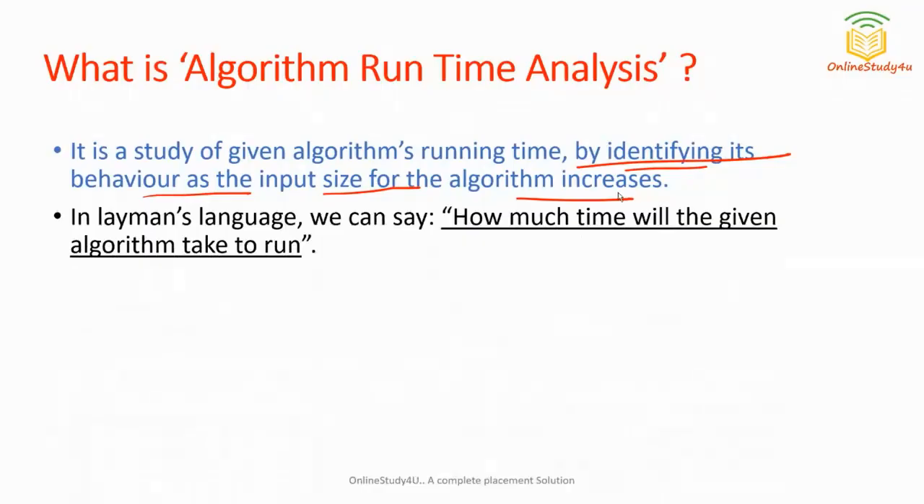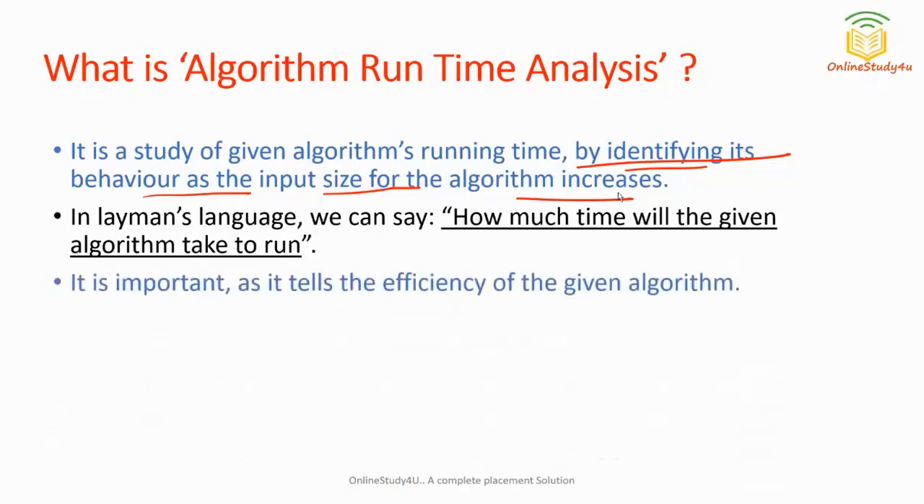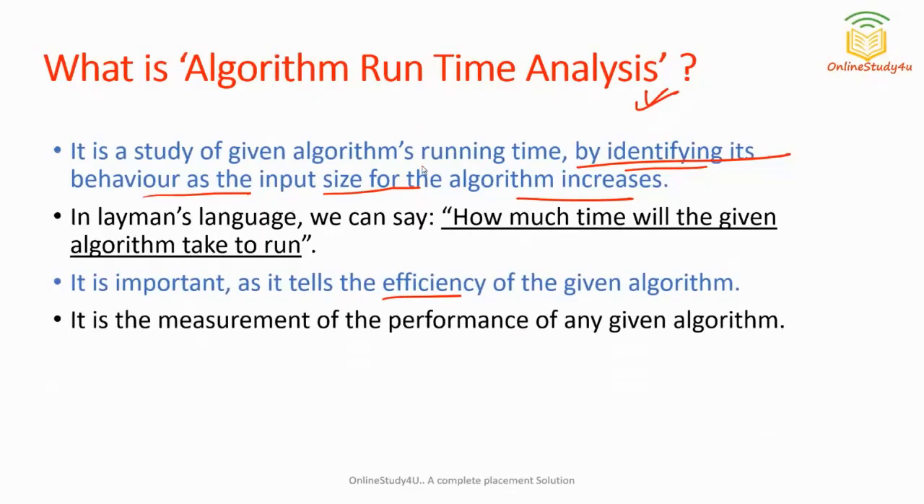Now in layman's language we can say how much time the given algorithm will take to run. It is just the performance of a given algorithm, or you can say it is the measure of the performance of the given algorithm. Why is it important? It tells us the efficiency of the given algorithm. If you want to find the efficiency of any algorithm, we can do the algorithm runtime analysis for that. So these are the basic theoretical definitions of algorithm runtime analysis.